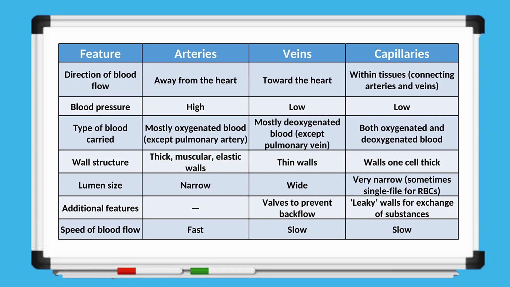Capillaries connect arteries and veins within body tissues, carrying both oxygenated and deoxygenated blood. Their walls are extremely thin, only 1 cell thick, and permeable to allow exchange of substances. Capillaries have a very narrow lumen, sometimes so small that red blood cells pass single file, and blood flows through them slowly.